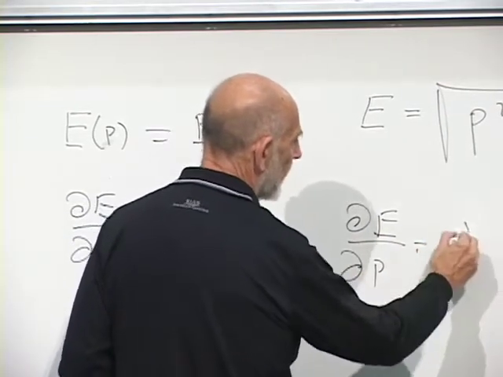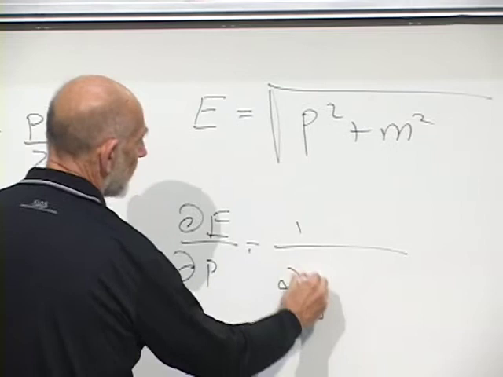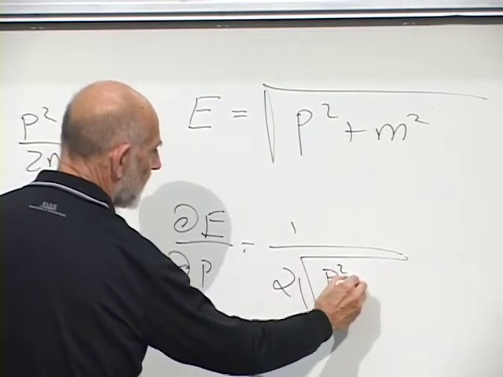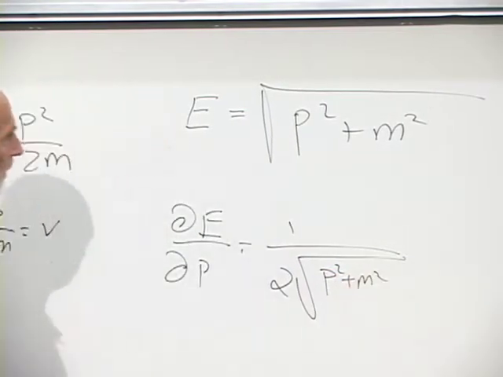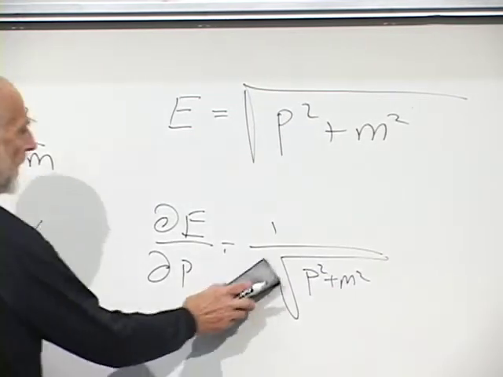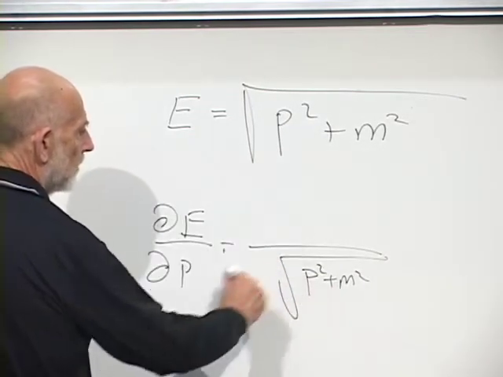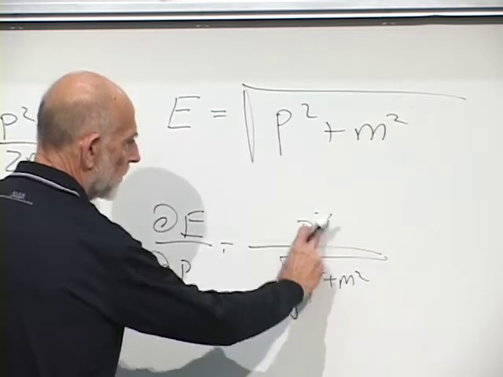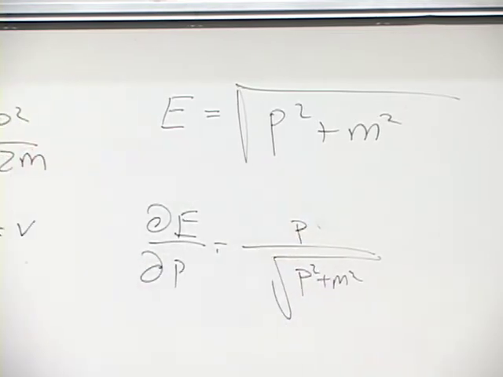That gives us 1 divided by twice the square root of P squared plus m squared. And then what's in the numerator? 2P? Okay, so it's P over the square root of P squared plus m squared.